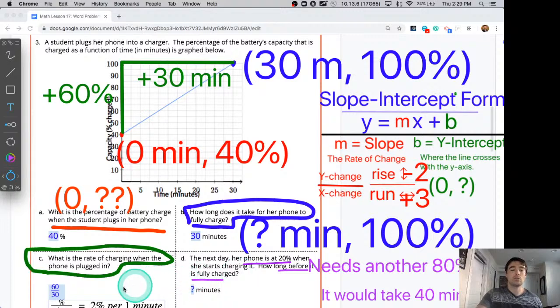If I know I get 2% every minute, I'm going to use that rate. If I need to get 80% charged, well, 80 divided by that 2% I get each minute tells me how many minutes it's going to take. In this case, it's going to take us 40 minutes for that phone to charge up 80%.